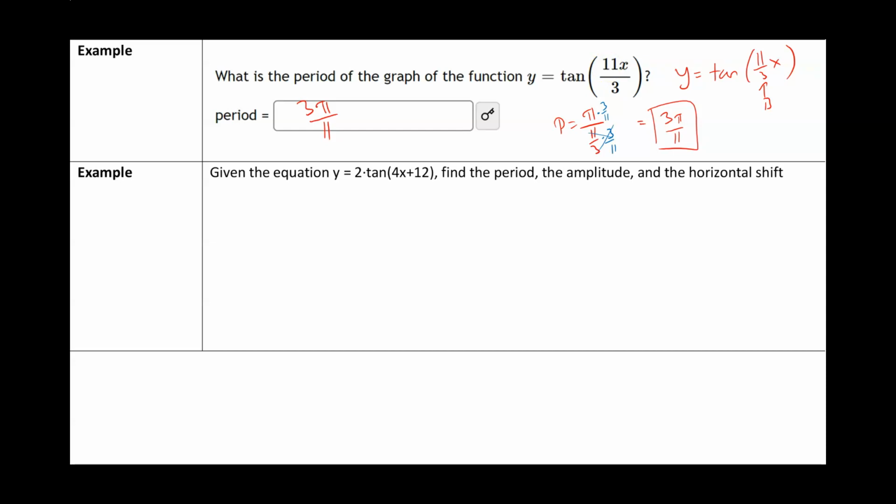the horizontal shift. Now remember the argument, the x has to have a coefficient of 1. The x has to be by itself. So before we do anything else, we need to factor out a 4. And when you factor out a 4, you're essentially dividing each of these terms by 4. So 4x divided by 4 is x, 12 divided by 4 is 3.